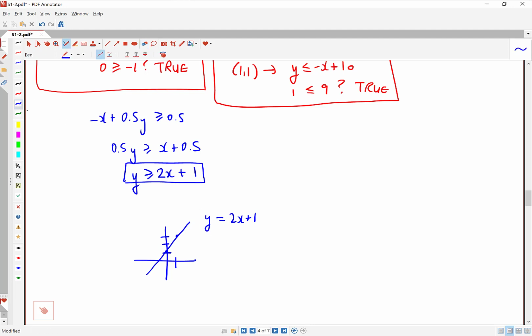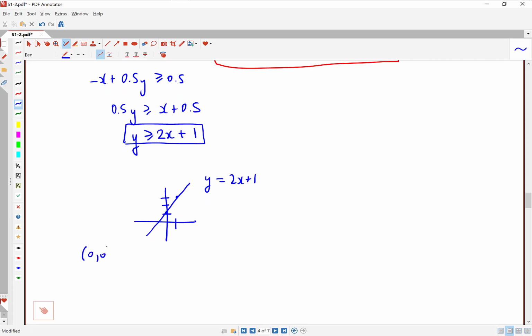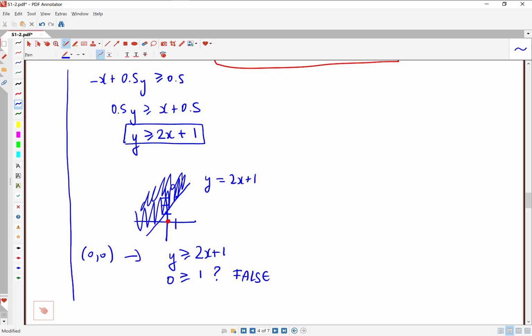For that, we're going to test any point that's not on the line. Let's test the point 0, 0, which is right here. We're going to plug that into our inequality and decide whether it's true or false. Just plug it into the standard form of your inequality. So y is 0 and x is 0, so 2x plus 1 is 0 plus 1. Is it true that 0 is greater than or equal to 1? No, that's false. So that tells us that we're not going in the direction that contains 0, 0. We're not going down and right, therefore we must be going on the up and left side. So that's that third inequality done.